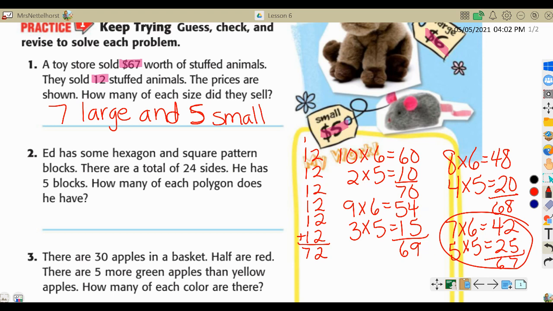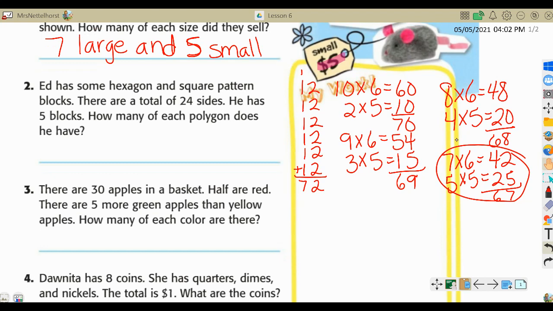Okay, we got that one. Ed has some hexagon and square pattern blocks. There are a total of 24 sides. He has 5 blocks. How many of each polygon does he have? Okay. They did not give us enough room. Let's see.